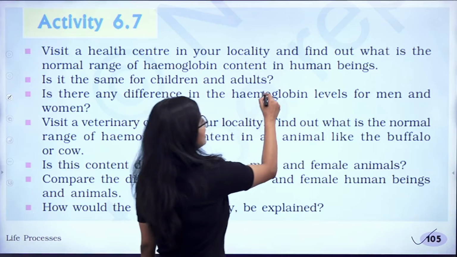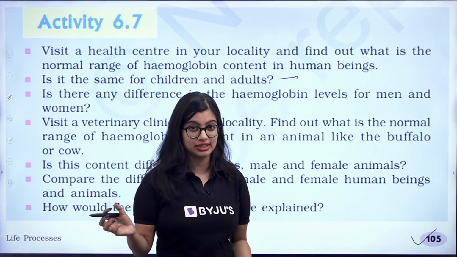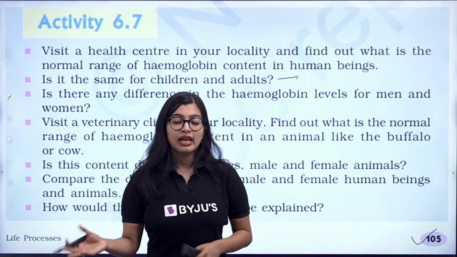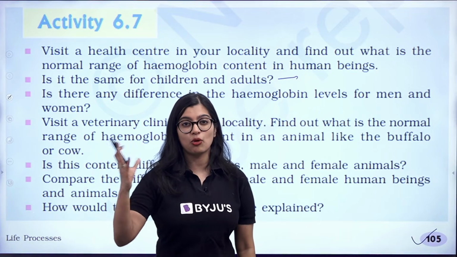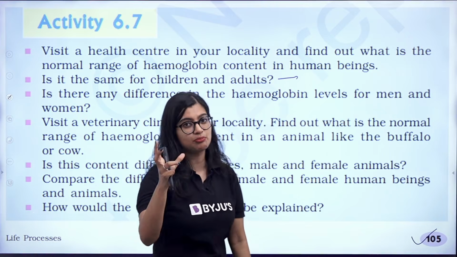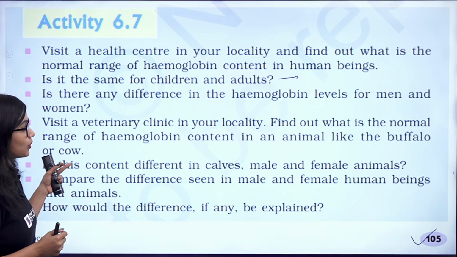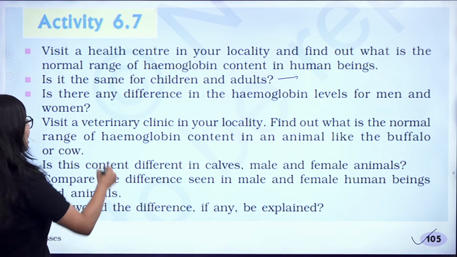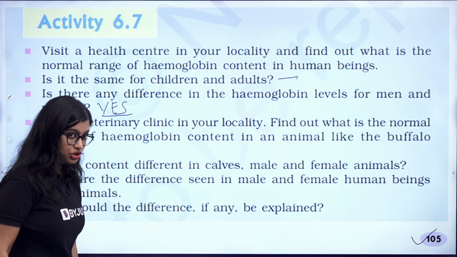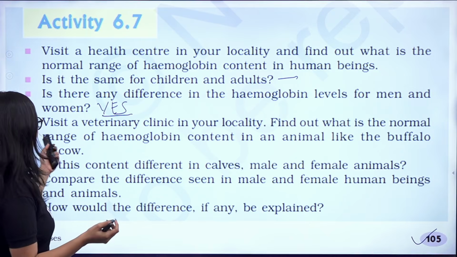Now, of course, we see that in children, the amount of hemoglobin can vary. The percentage might be between 9.5 to maybe around 12 or 13. Now, of course, in adults, it will be slightly more, between 14 to 16, right? So that is the amount that they calculate. Is there any difference in the amount of hemoglobin levels for men and women? Yes, of course, we see that there is a slight difference in the range. We see that men tend to have slightly more than women, right? Of course, the number varies.